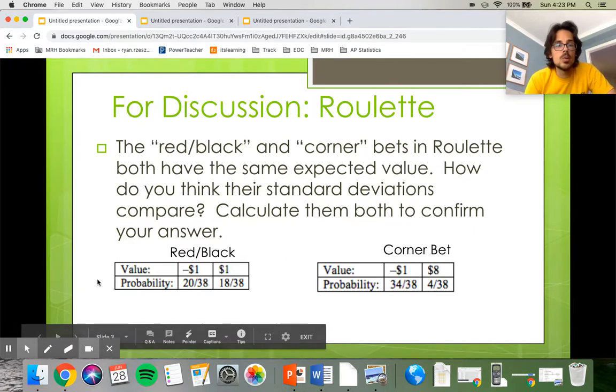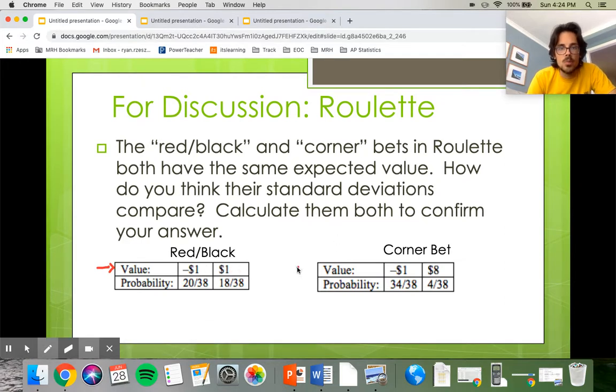So look at the values that are possible for the red black. You can either lose $1 or get $1. And look at the values that are possible for the corner bet. You can lose $1 or gain $8. If we list out a bunch of negative ones and positive ones, or negative ones and positive 8s, which one is going to vary more on average from the mean? You should be able to give me an answer for one of those two. So think about what that would be.